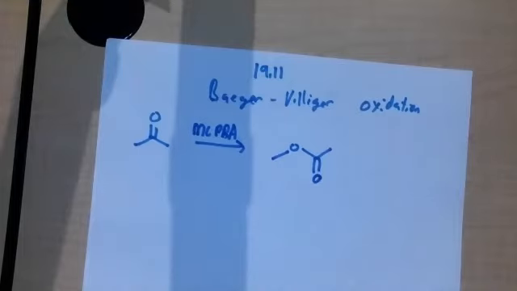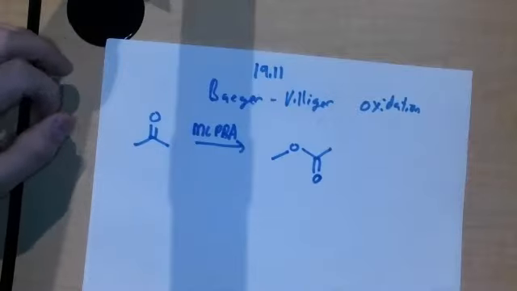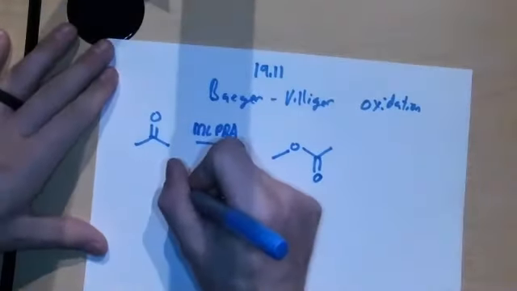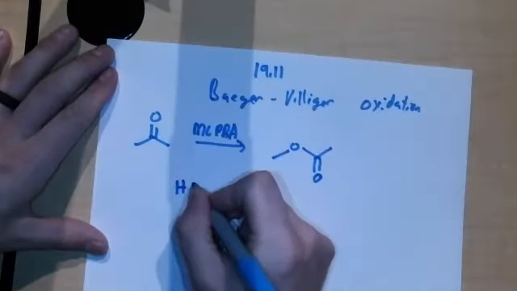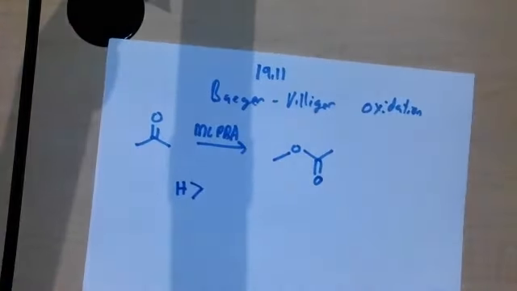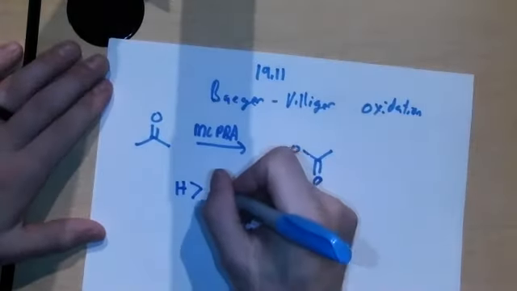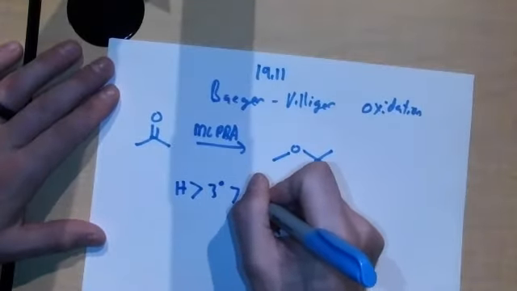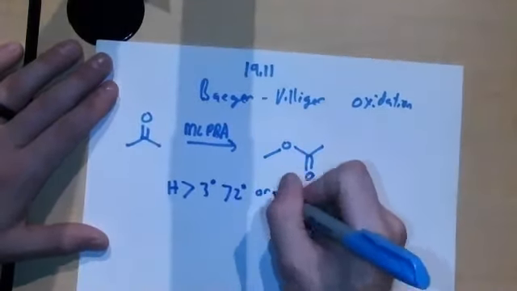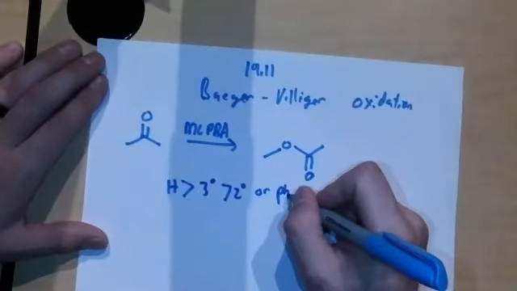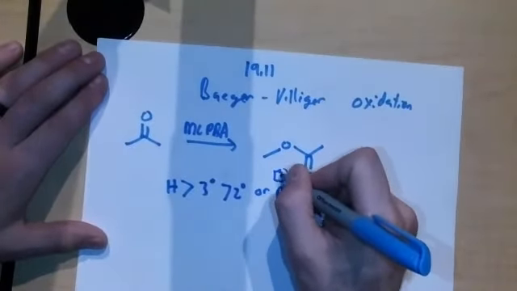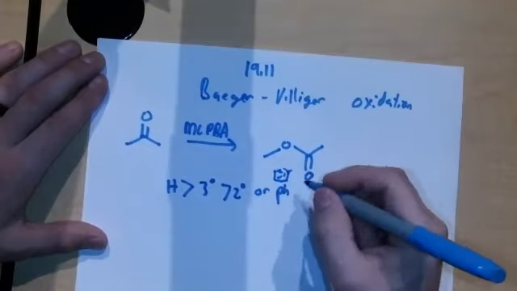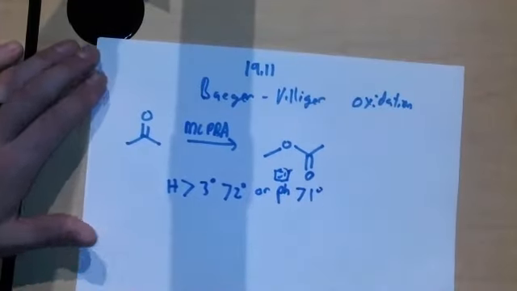All right, so for the selectivity of these, your highest priority group is actually going to be a proton, which means if we have an aldehyde, this will just oxidize to a carboxylic acid. Next is going to be tertiary, followed by either secondary or phenyl, which means it's attached to an aromatic ring, followed by primary.